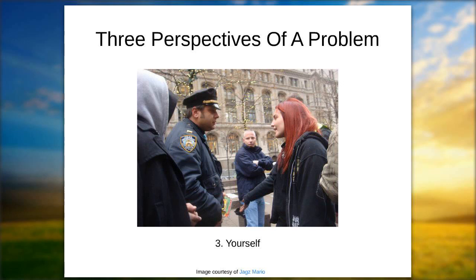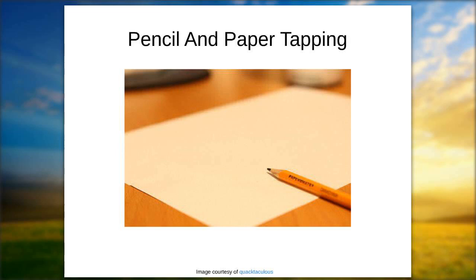Okay, so that's enough background. Let's go on to the pencil and paper tapping itself. So, how can you unpack a problem into its aspects? You're going to need three things for this pencil and paper tapping. The first thing is you're going to need a problem. The second thing you need is a piece of paper, and the third thing you need is a pen or a pencil. Those are the only things you need. There's very few props required for this.